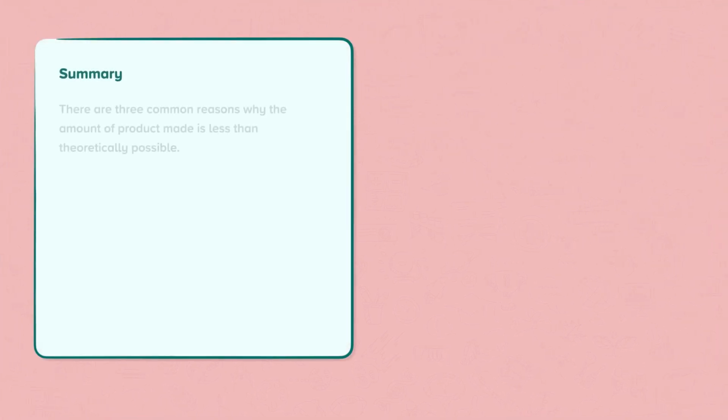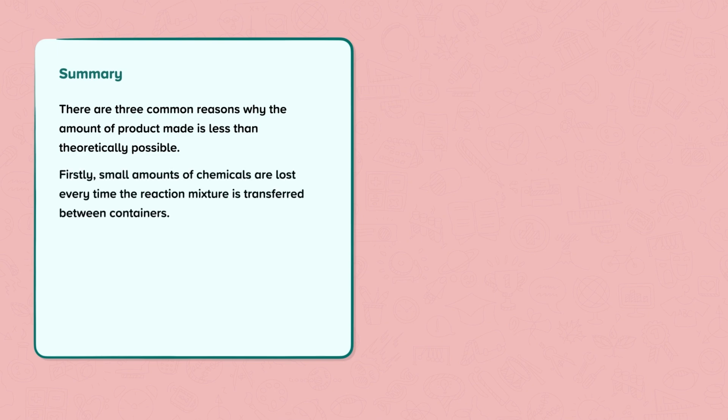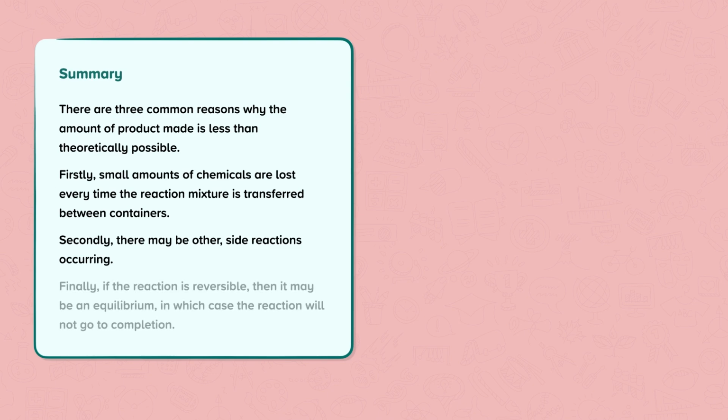Summary. There are three common reasons why the amount of product made is less than theoretically possible. Firstly, small amounts of chemicals are lost every time the reaction mixture is transferred between containers. Secondly, there may be other side reactions occurring. Finally, if the reaction is reversible, then it may be an equilibrium, in which case the reaction will not go to completion.